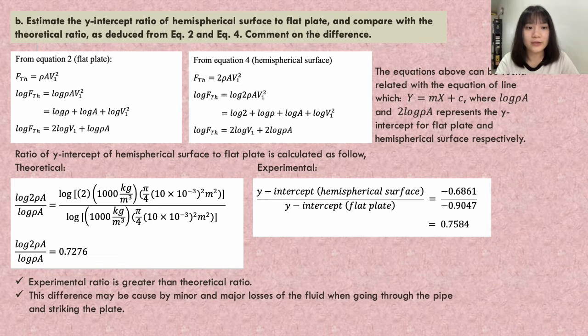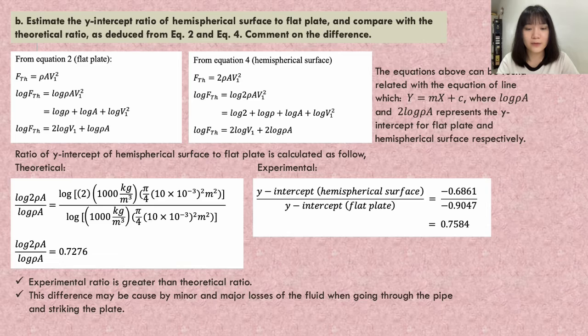The ratio of the y-intercept of the hemispherical surface to the flat plate is calculated as follows. For the theoretical one, we use log 2 rho A over log rho A, and we get the value 0.7276. For the experimental one, we use the y-intercept of the hemispherical surface over the y-intercept of the flat plate, and we get the value 0.7584. So we can clearly see that the experimental ratio is greater than the theoretical ratio. This difference may be caused by major and minor losses of the fluid when going through the pipe and striking the plate.